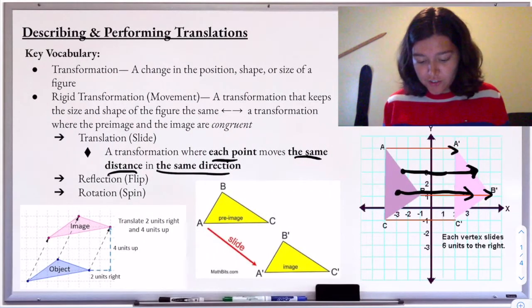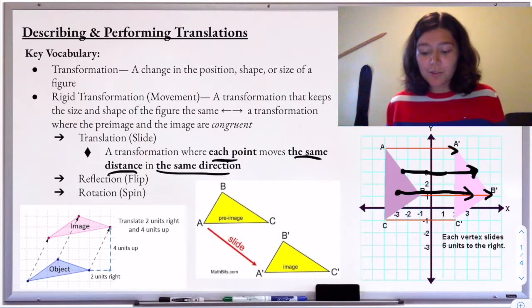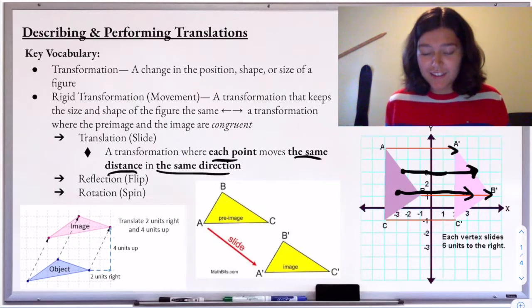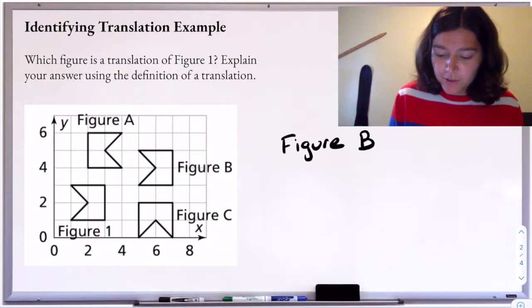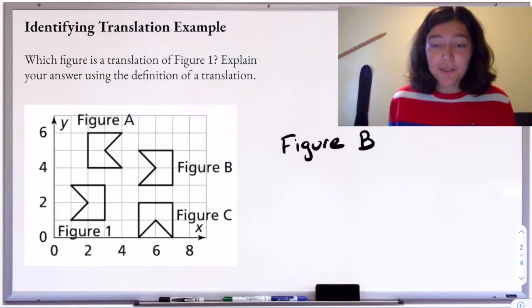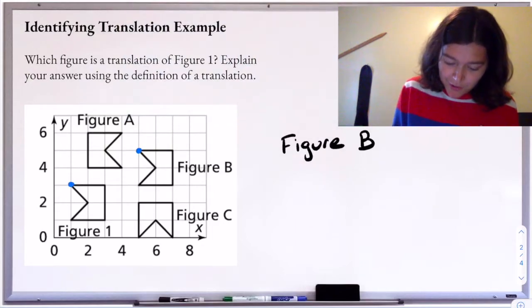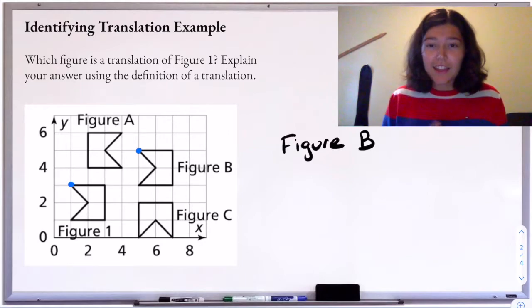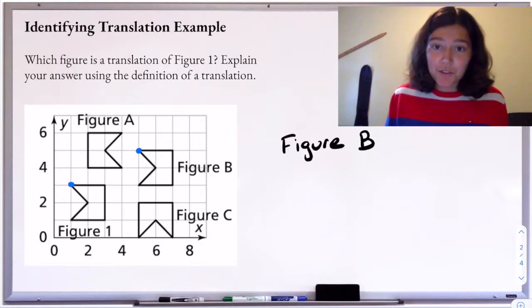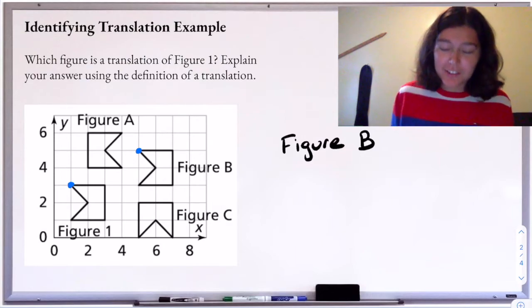A translation is a transformation where each point moves the same distance and in the same direction. So let's quickly prove that that's what's happening here. I'm going to take this point, and that is going to correspond with that point. I can see they line up. When we do the transformation, this point is going to land on top here.